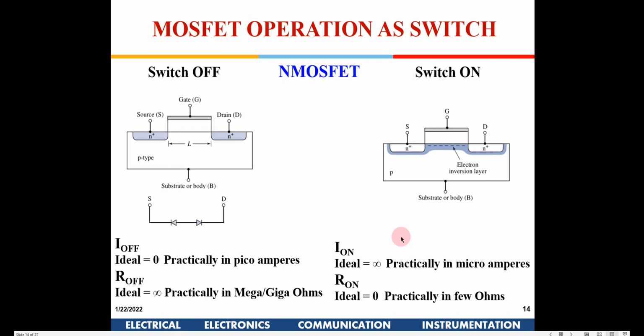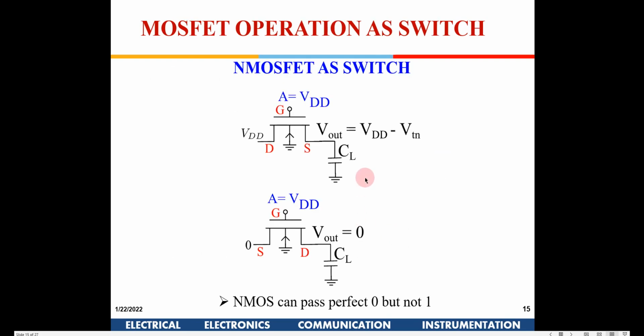High electric field at drain will pull electrons. This is PMOS. We'll see about the PMOS also. I have a slide on PMOS, and I will explain that there.